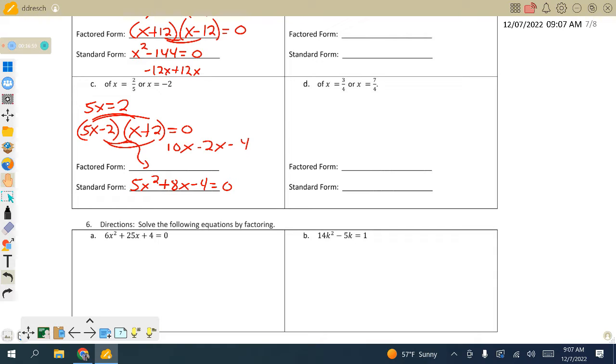So that's it. Can you go between all these forms? That's what we're starting to do now. Can you go from factored form to standard form? Can you go from standard form to factored form? That's all that we're doing. Solving those, can you keep solving them? All right, let's finish this off.